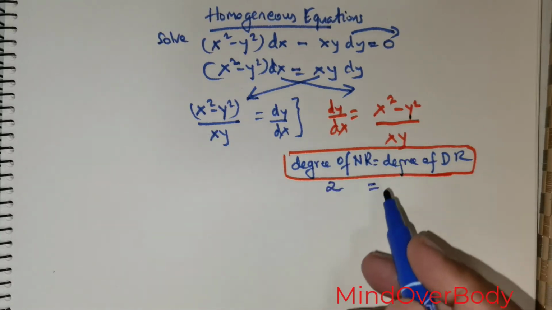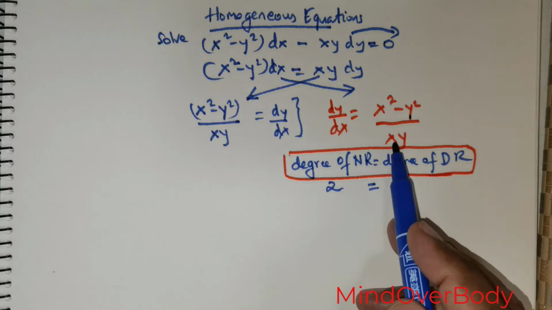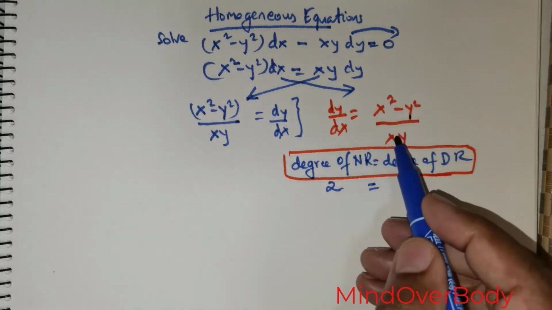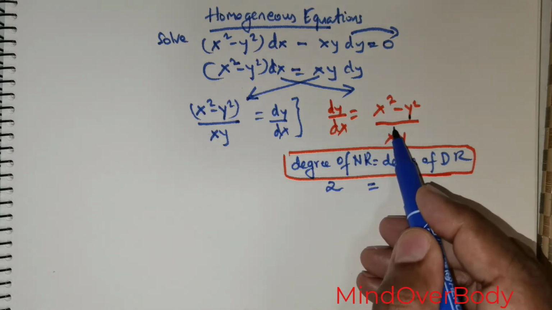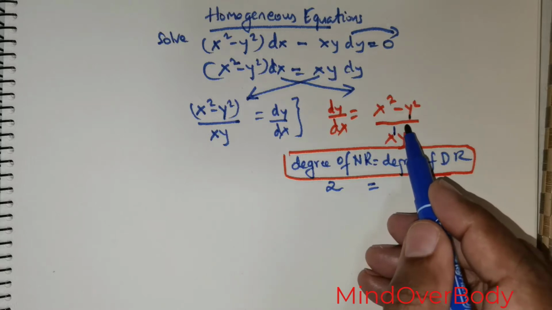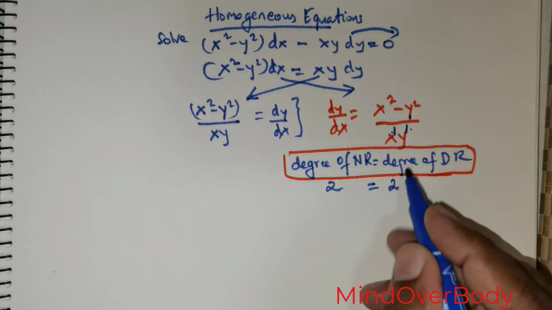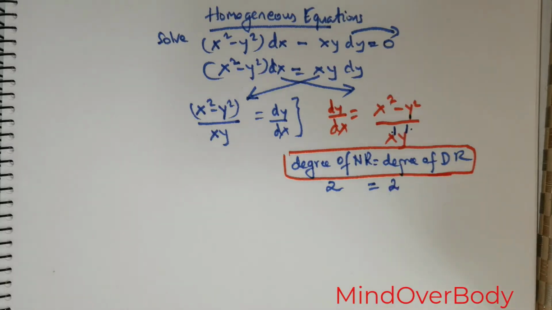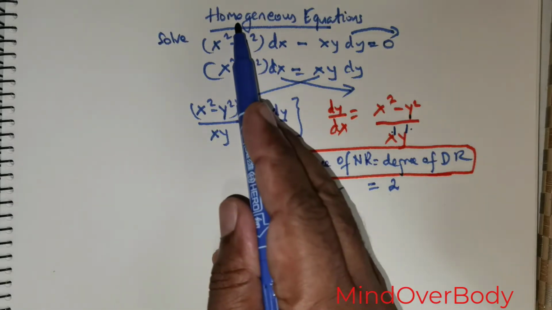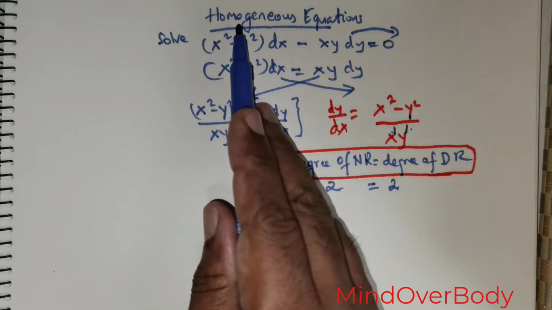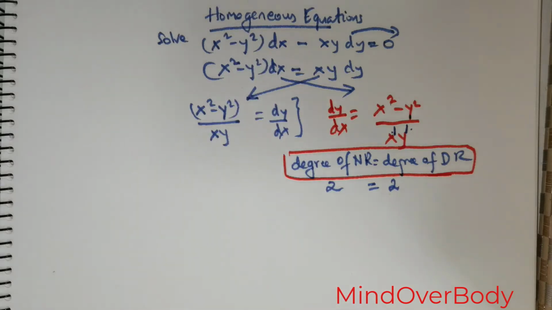And go down to the denominator and find out the degree of the denominator. The degree of x is 1 here, the degree of y is 1. So the total degree is going to be 1 plus 1, which is equal to 2. So when the degree of the numerator is the same as the degree of the denominator, we can safely conclude that we are dealing with a homogeneous equation.